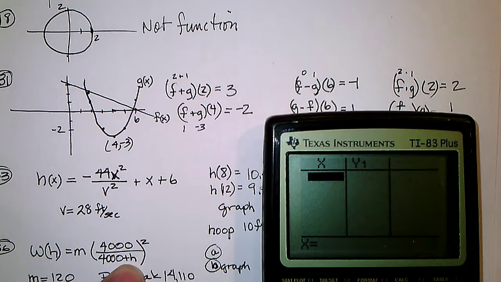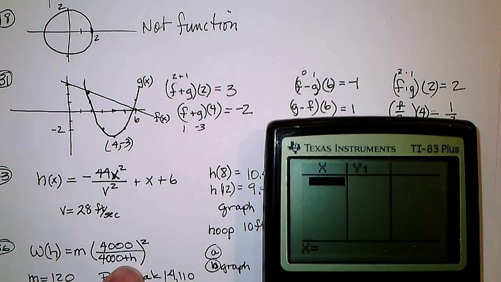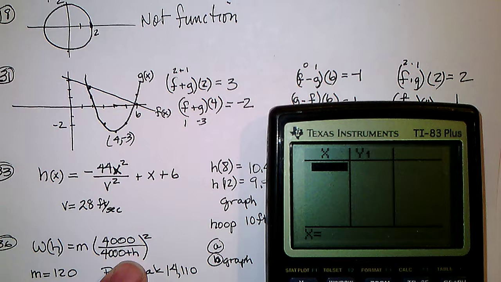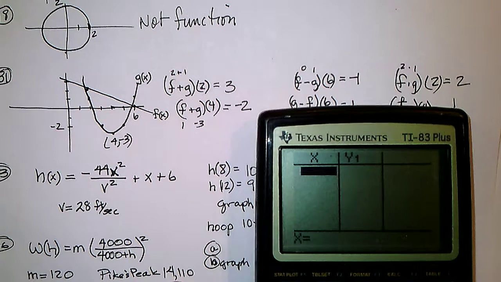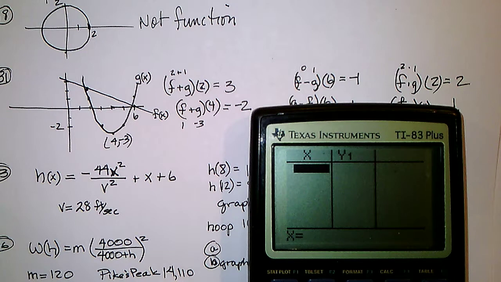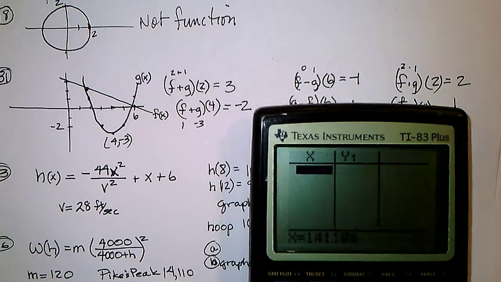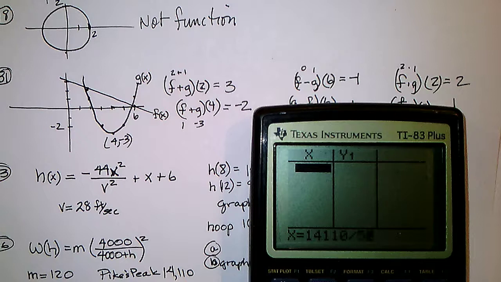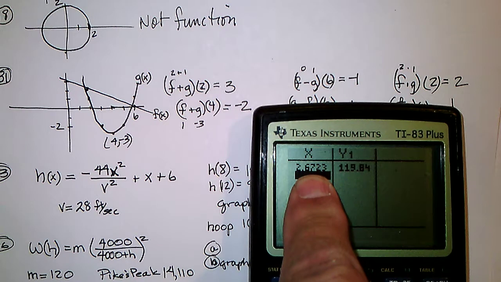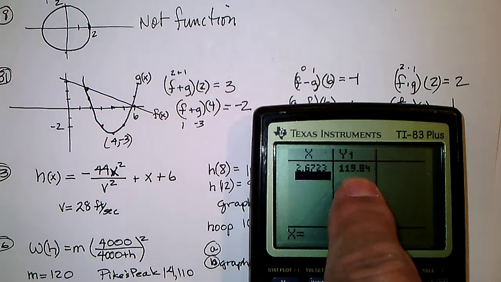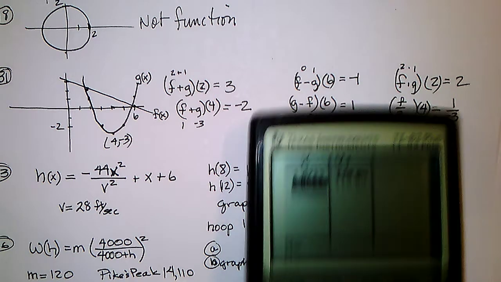Now, H, this is what people miss on this one. It says H is miles high, not feet high. Pikes Peak's 14,110. So we have to put in feet for H, or for the X. So we need to put in 14,110 divided by 5,280 feet in a mile. So we're only 2.67 miles high, and the weight would be 119.84 pounds.